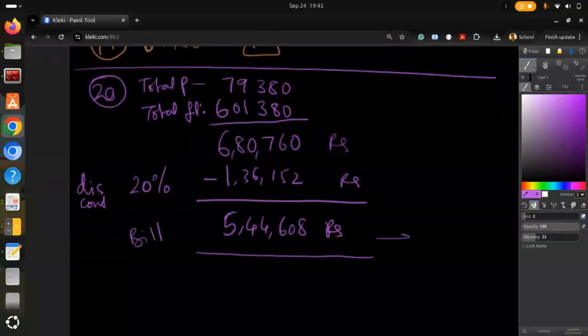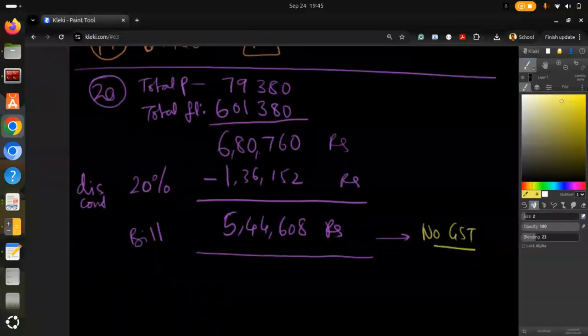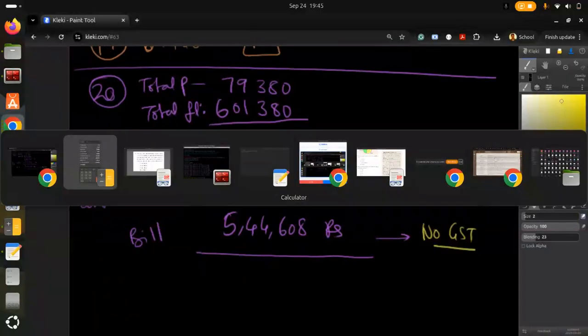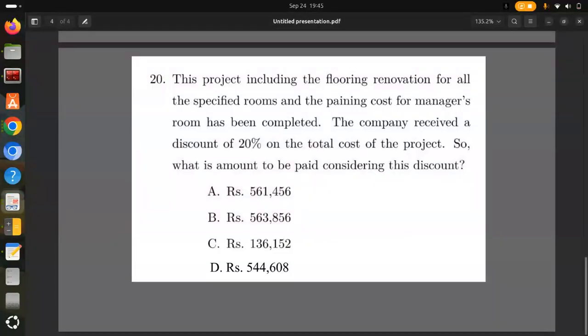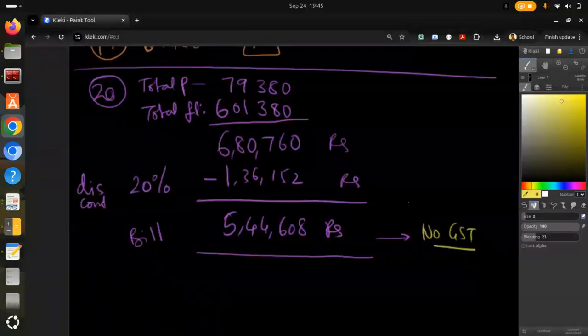In this particular problem, we are not considering GST, so no GST. Otherwise, the bill would go back to a higher amount. Anyway, the answer we are looking for is 5,44,608, which is matching with option D. So finally, option D is the correct option.